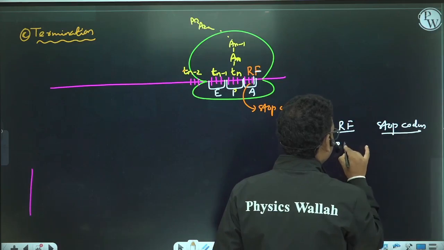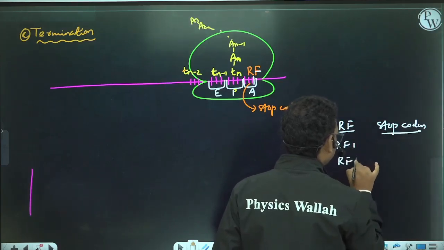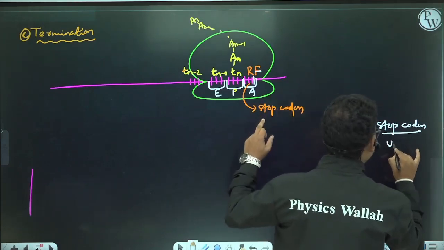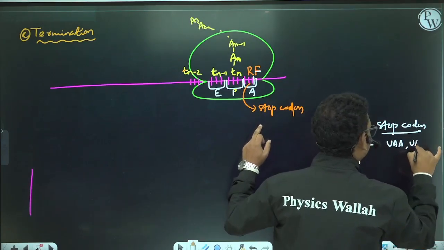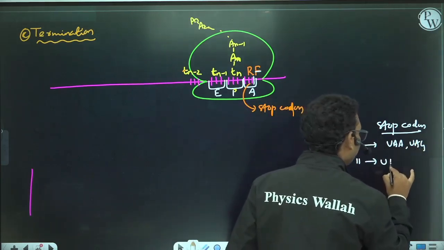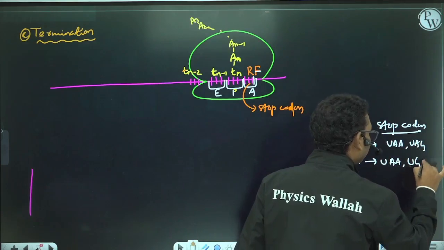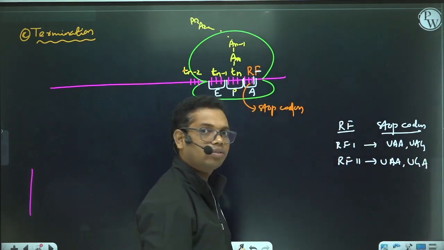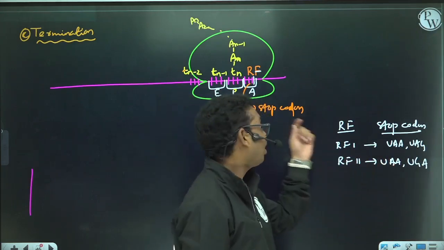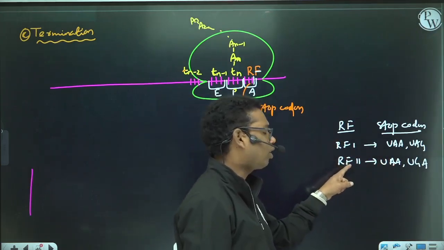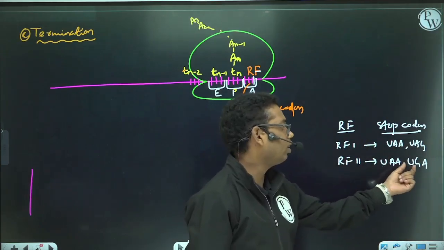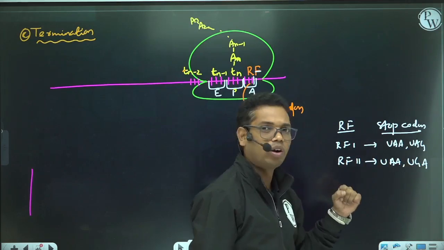So RF1 and RF2, release factor first and release factor second. If the stop codon at the A site is UAA or UAG, then RF1 will go and bind. And if it is UAA or UGA, RF2 can go and bind. That means if UAA arrives at the A site, both RF1 and RF2 can go and bind. But if UAG arrives, only RF1 will bind. If UGA comes, then RF2 will bind.